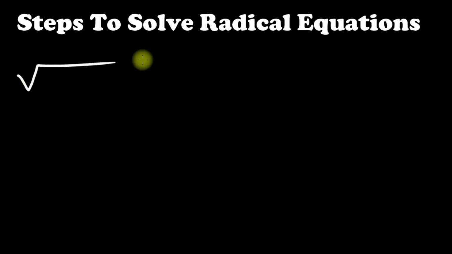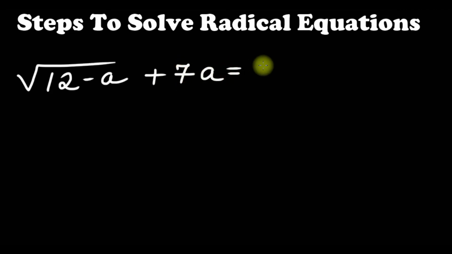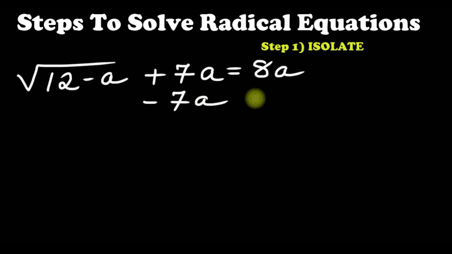So here we have square root of 12 take away a, plus 7a is 8a. And we're solving for a. Find out what a is that makes this equation true. So the first thing we have to do here is to isolate the square root. We have to get the square root all by itself on one side of the equal sign. So we have to get rid of the 7a, and that is to minus 7a, and then minus 7a.